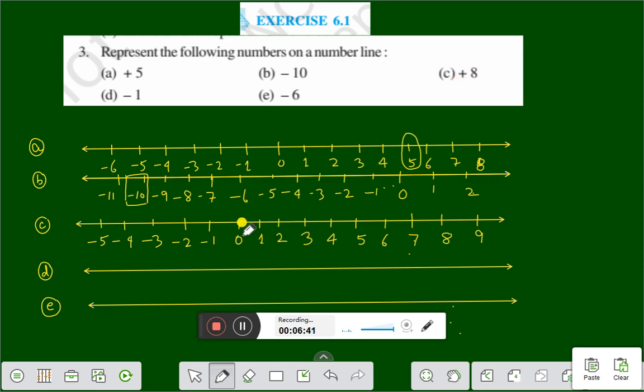Now you see that plus 8 you have to represent. That means here it is 0, plus 1, plus 2, plus 3, plus 4, plus 5, plus 6, plus 7, plus 8. This is the plus 8, right? That means you have to represent this number. This is plus 8, right?